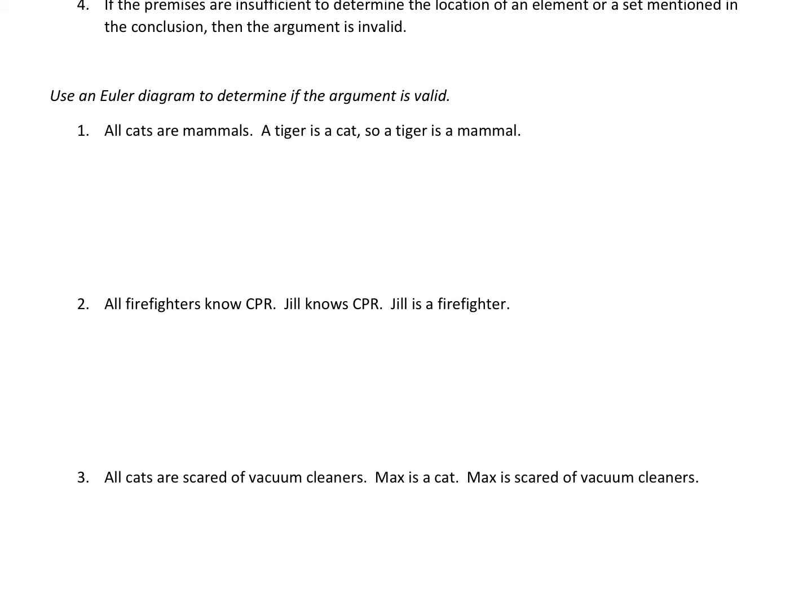Use an Euler diagram to determine if the argument is valid. First we see, all cats are mammals. So I can draw an Euler diagram, which is basically a special case of a Venn diagram. All cats are mammals, so I could draw a circle in here. The big circle would be mammals, and then the smaller circle would be cats. Anything that's a cat is going to also be a mammal. So that circle lives completely inside the mammal circle.